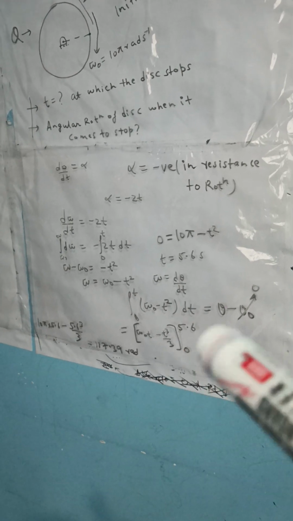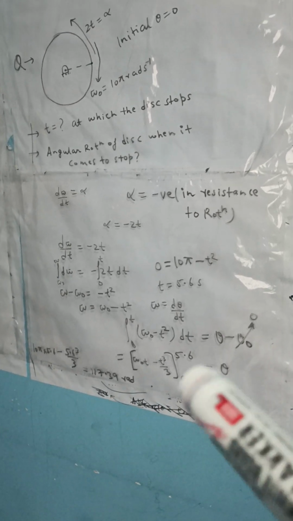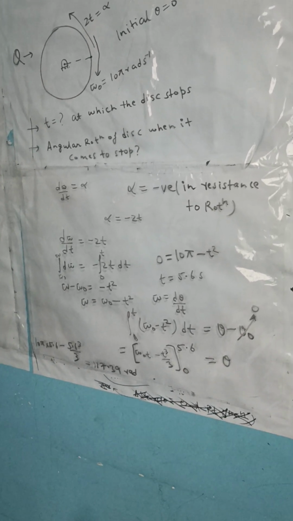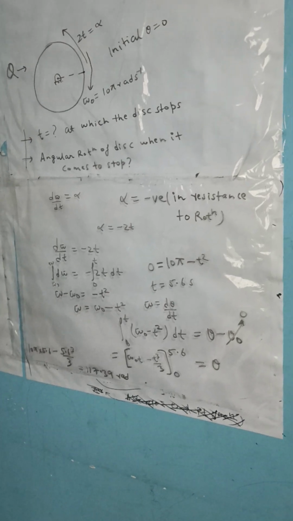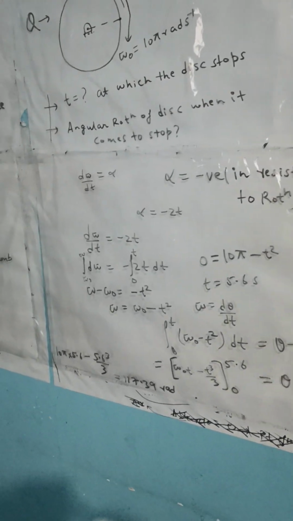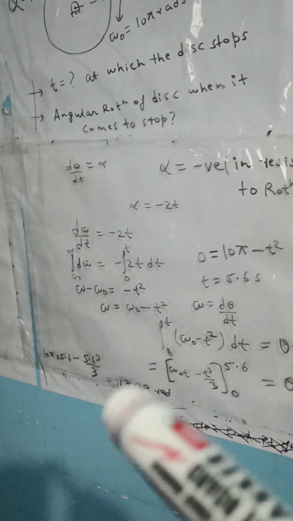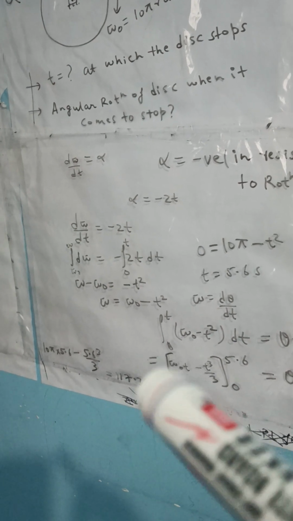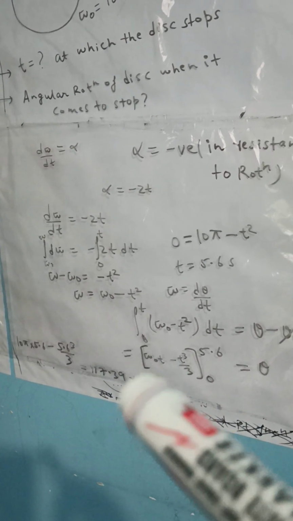So it is a definite integral that we will study in mathematics. I think those students who are preparing for JEE Mains should be familiar with this. So after putting the values, omega naught is 10 pi into t is 5.6 minus 5.6 cube by 3, which gives us 117.39, and theta unit is in radian.